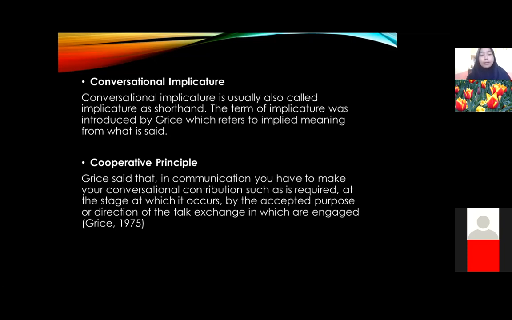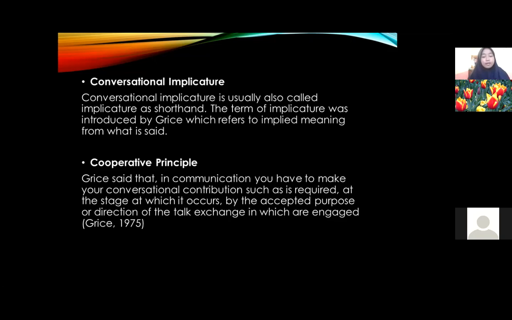For example, there is a conversation between Ani and Lala. Ani asked Lala, did you buy cheese and bread? And Lala answered, I buy bread. So in this conversation, it means that Lala did not buy cheese, and it can be understood although Lala does not give that information.